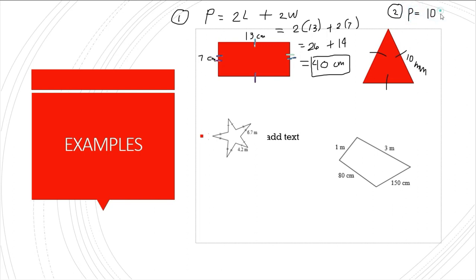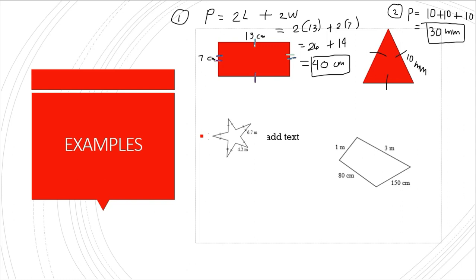Therefore, the perimeter is equal to 10 plus 10 plus 10, okay? So the total distance around the figure, you just simply add it. Therefore, it's 30 millimeters. Right? So that's our perimeter for number 2. What about number 3 right here?